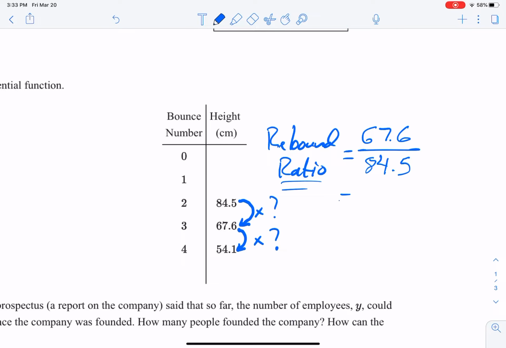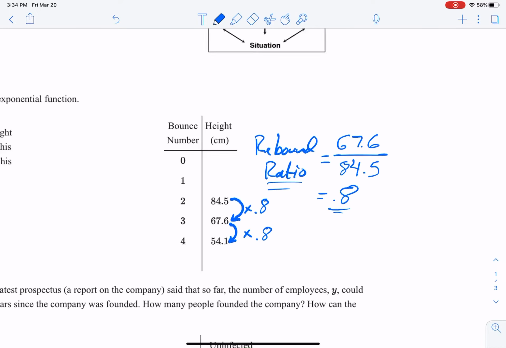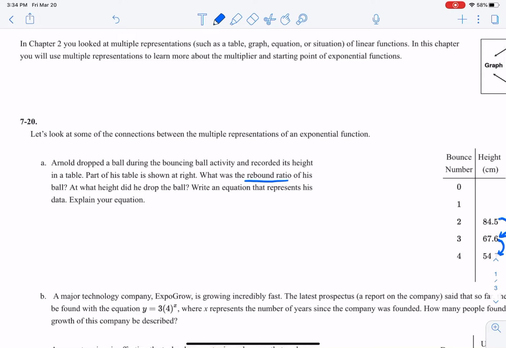Okay, what you should have gotten was 0.8. There's our rebound ratio. All right, so if we multiply 84.5 by 0.8, we get 67.6, and then multiply that by 0.8, we get 54.1. The first part of the problem has been answered. The rebound ratio equals 0.8. All right, what's the next part of our problem?